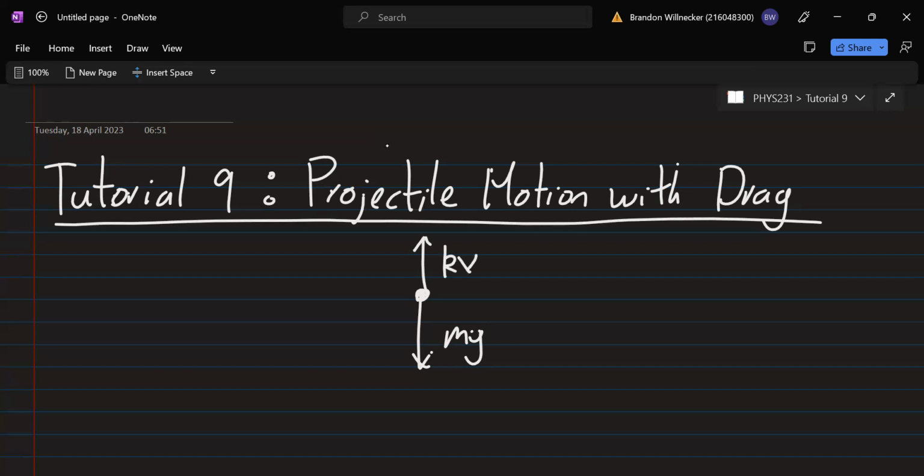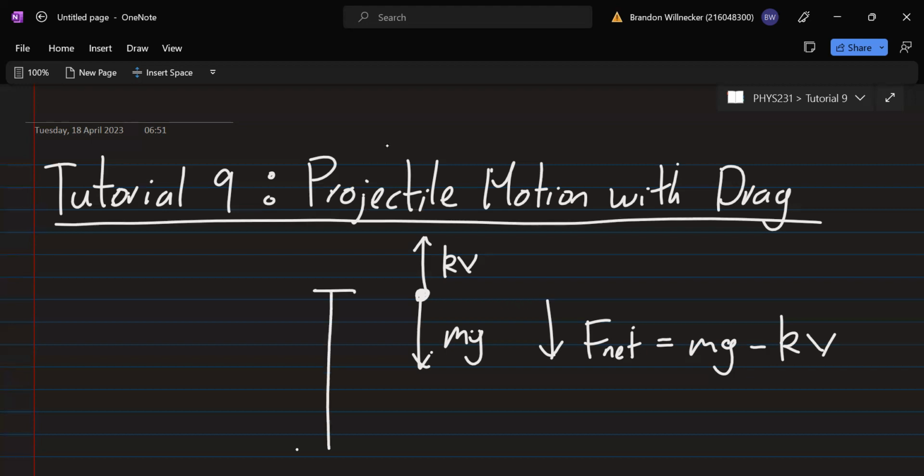So we've got kv. If we imagine that there's some net force going down, F net, it's going to be mg minus k times v. So the net force is going down, decreasing the height. If it's starting out, let's say the ground is here, at height y naught, then this y naught is the starting point. It's going to decrease until it hits the ground here.